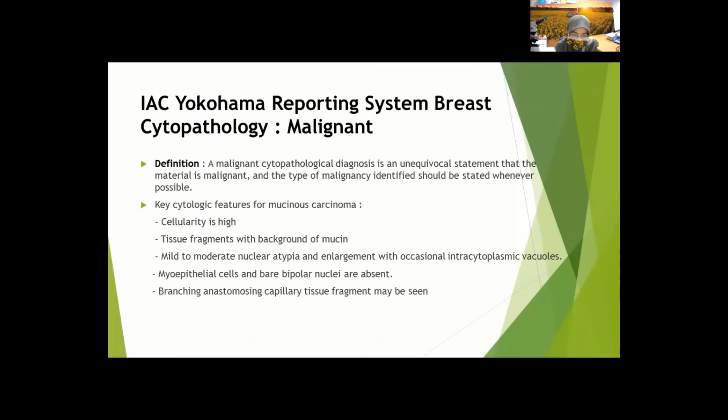What about the architectural tissue pattern? Tissue fragments are irregular with mild to moderate epithelial atypia and with occasional intracytoplasmic vacuoles. We can also appreciate myoepithelial cells with bare nuclei, and there is also the presence of branching anastomosing capillaries. But this is not a differentiating feature, because we can also see it in benign lesions, as I showed in the first case before. The background should be of mucin.